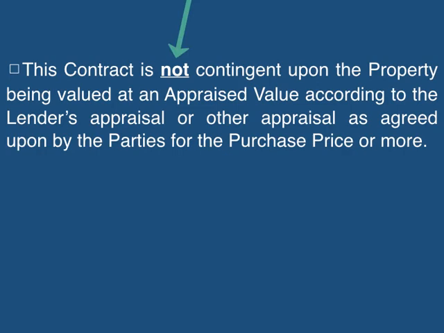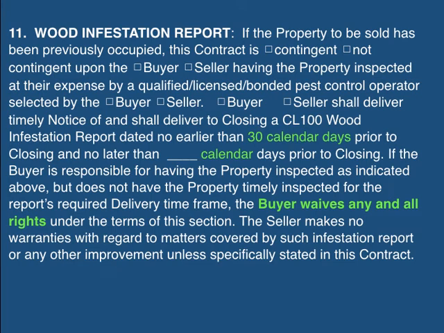Next, we have the section where you check a box if it is not contingent on the property being valued at the appraised value. This is not, the other paragraph was, it is contingent. Whatever the buyer wants to do, you check a box. Next, we're going to look at the wood infestation report, more commonly known as a CL-100, a termite letter. If the property to be sold has been previously occupied, this contract is either contingent or it's not contingent upon getting the CL-100. So first of all, you need to check the box. It is contingent or it is not contingent. Please, if you have a buyer client, always highly recommend that they make the contract contingent upon CL-100.